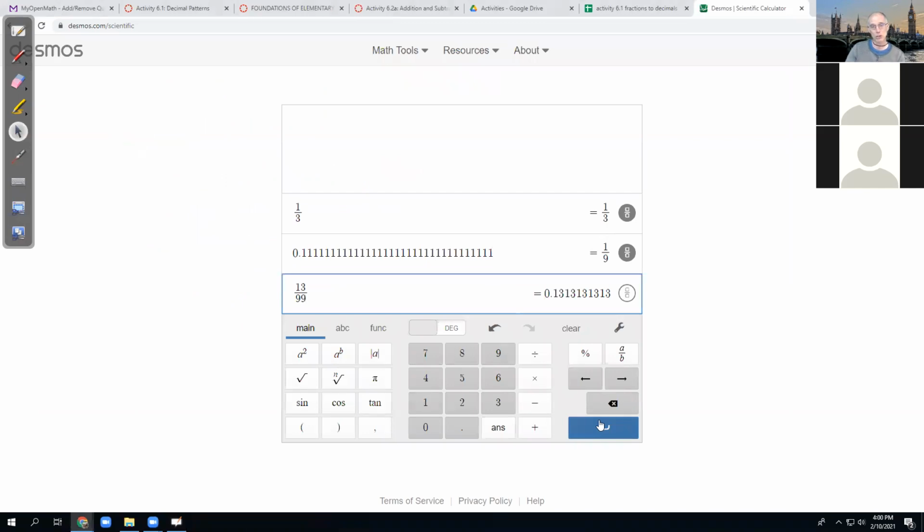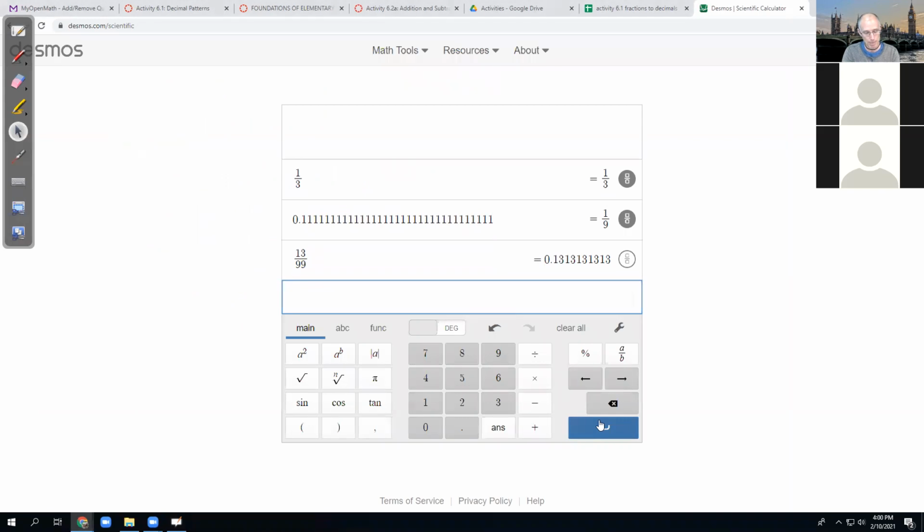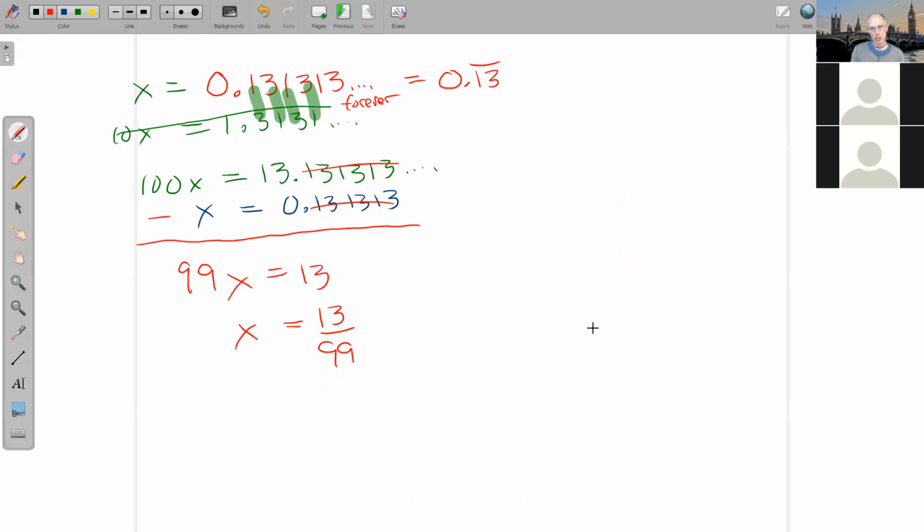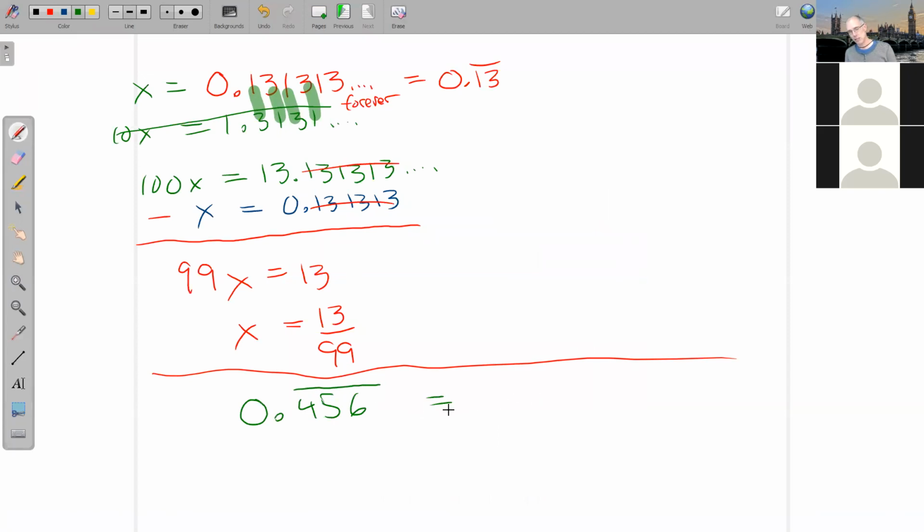999 in the denominator is wicked cool. Check this out. If I take 1, 2, 3, and I divide that by 999, look at the repeating pattern there. 1, 2, 3, 1, 2, 3, 1, 2, 3, 1, 2, 3. So I'm going to have you guys make a guess at what's going to happen here. Suppose I had the decimal 0.456 repeating. Can you guess at what fraction that is based on the pattern of 9s we just observed? What's the numerator and what's the denominator here?